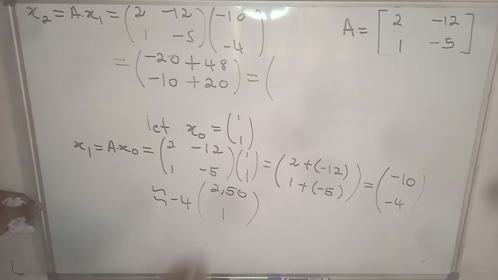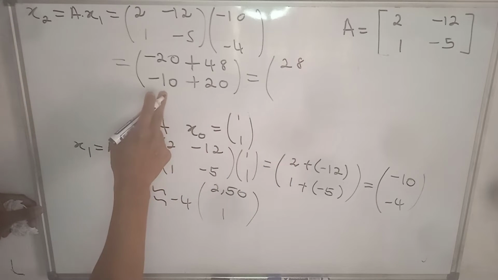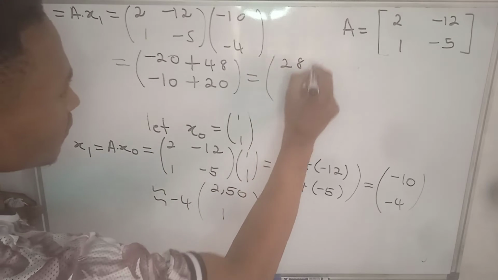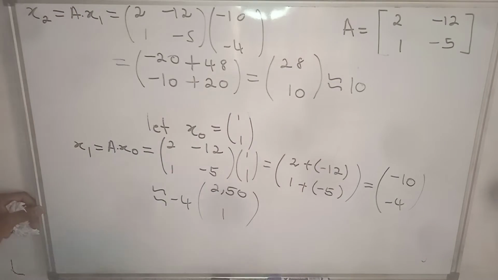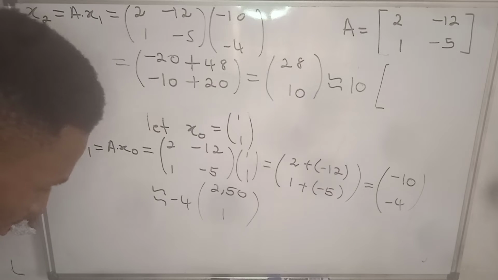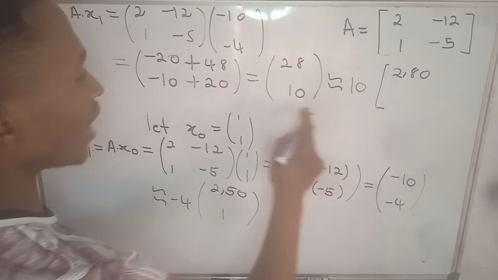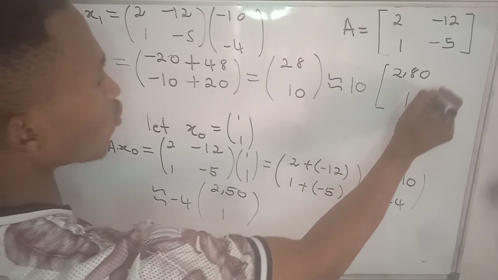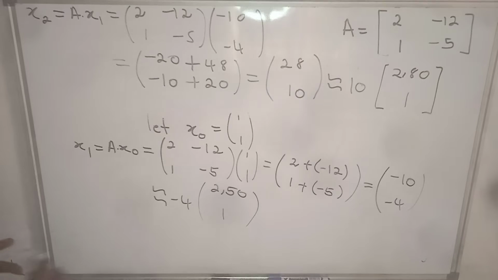This is the same as 28 over 10, and it can be approximated by taking 10 out. If I divide 28 by 10, I get 2.80, and if I divide 10 by 10, I get 1. So that was the second iteration.